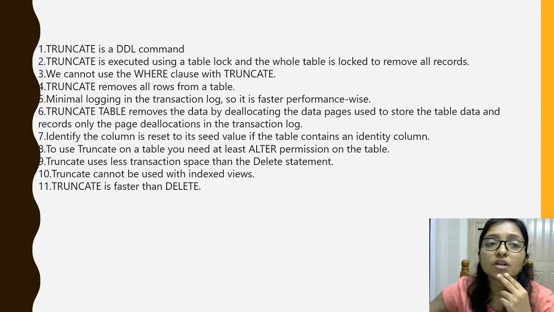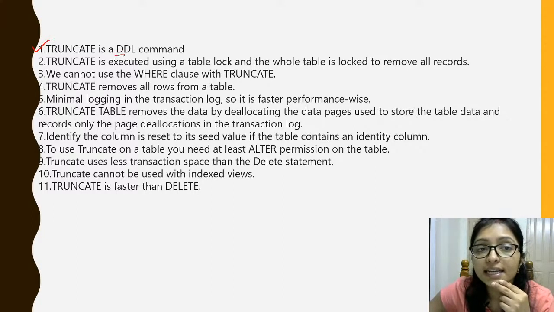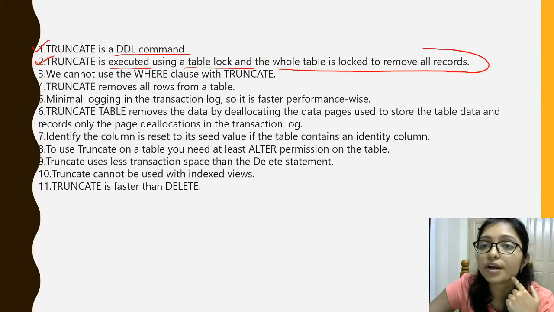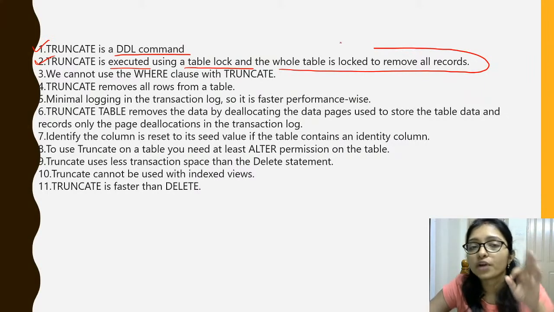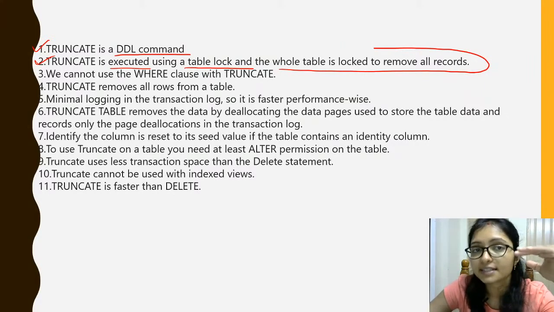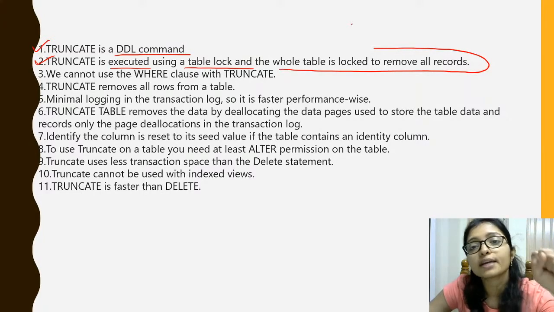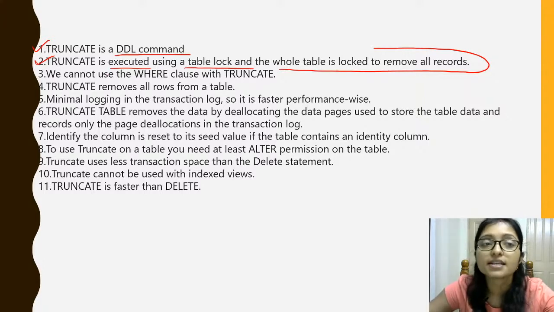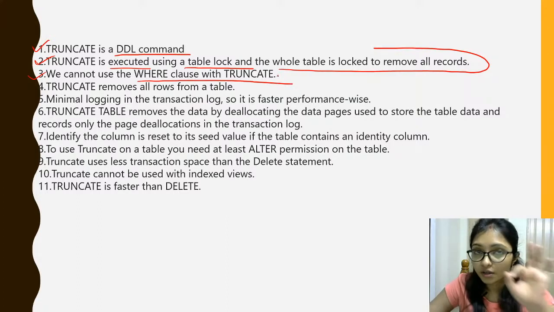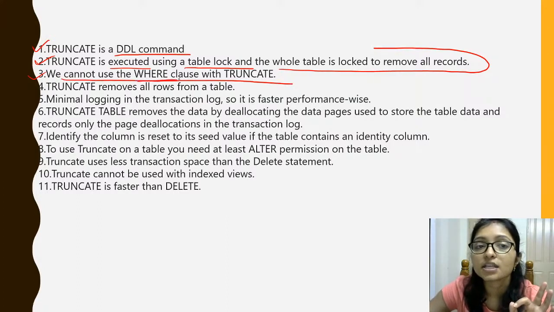Okay. Now, here see that truncate is a DDL command. Truncate is a data definition command, and truncate is executed using a table lock, and the whole table is locked to remove all records. Before applying the truncate, the table is locked, and the whole table is locked and all the records removed, and we cannot use a where clause with truncate. That is a difference with the delete.